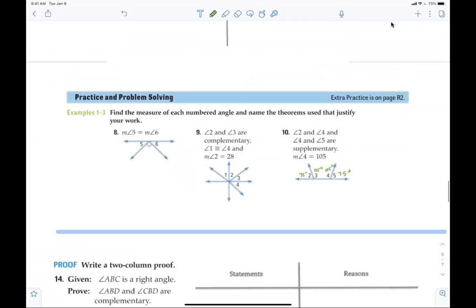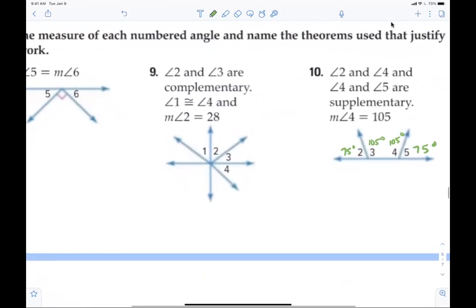You do number 9. Angle 2 and 3 are complementary. Angle 1 is congruent to angle 4. Angle 2 is 28.